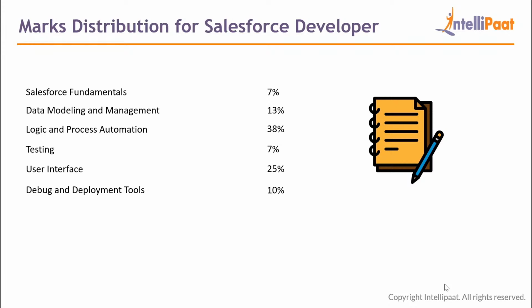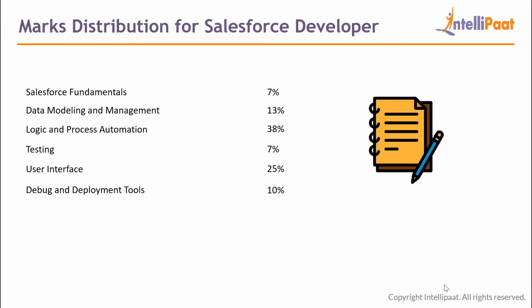After that comes the user interface part. It has 25% of weightage, because it is a most crucial part, where you have to build the front end and the UI according to the client's requirement and specifically for targeting a business. It has the second highest weightage. So you should have a thorough knowledge to build the user interface for the Salesforce application for the client.